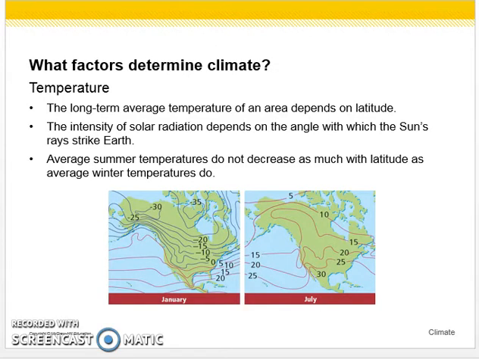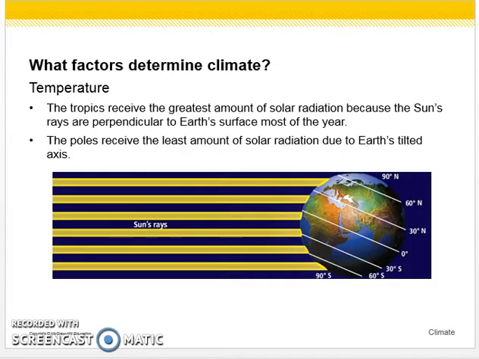The long-term average temperature of an area really depends on the latitude of that area. The intensity of solar radiation depends on the angle with which the sun's rays will strike the Earth. Average summer temperatures do not decrease as much with latitude as average winter temperatures do. So here's a really good visual. The tropics receive the greatest amount of solar radiation because the sun's rays are perpendicular to Earth's surface most of the year. The poles receive the least amount of solar radiation, as you can see here, North Pole, South Pole, and that's because the Earth is tilted on its axis.